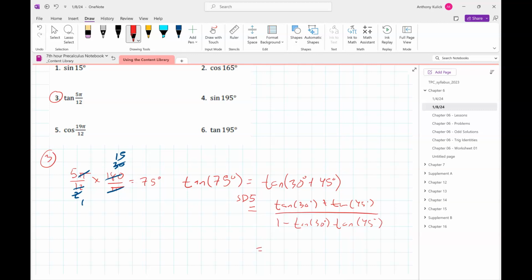Once I've done that, I'm now going to go to my unit circle so that I can look up the values for tan 30 and tan 45. So if I look at my unit circle and 30 degrees, I remember that tan is y over x on the unit circle. So at 30 degrees, the y is 1/2, and the x is square root 3 over 2. And at 45 degrees, the y is square root 2 over 2, and the x is square root 2 over 2.